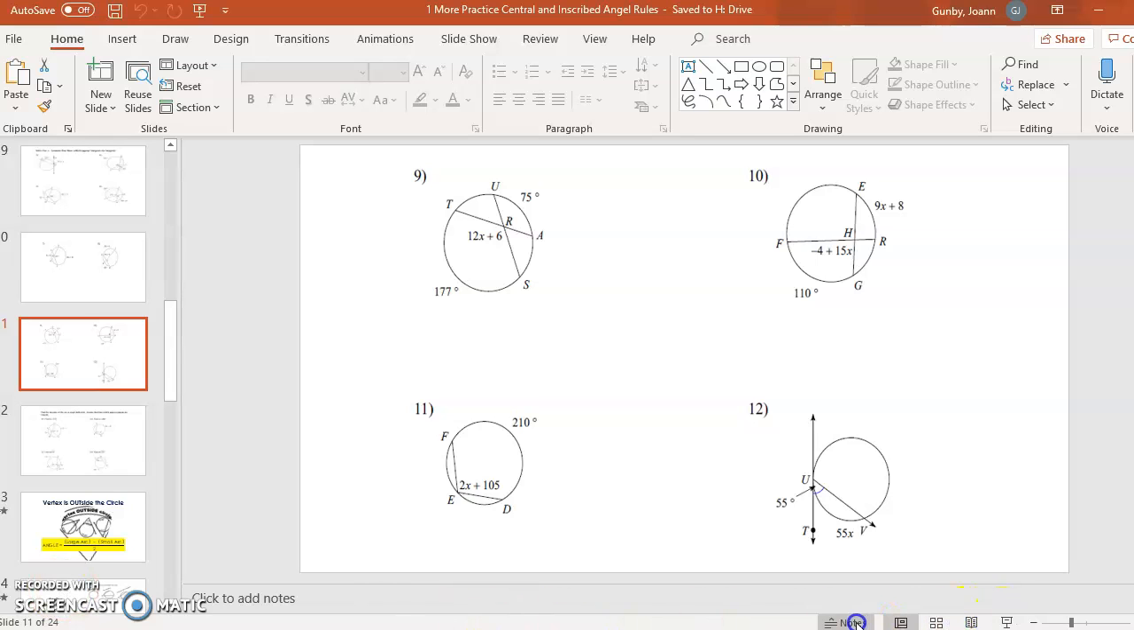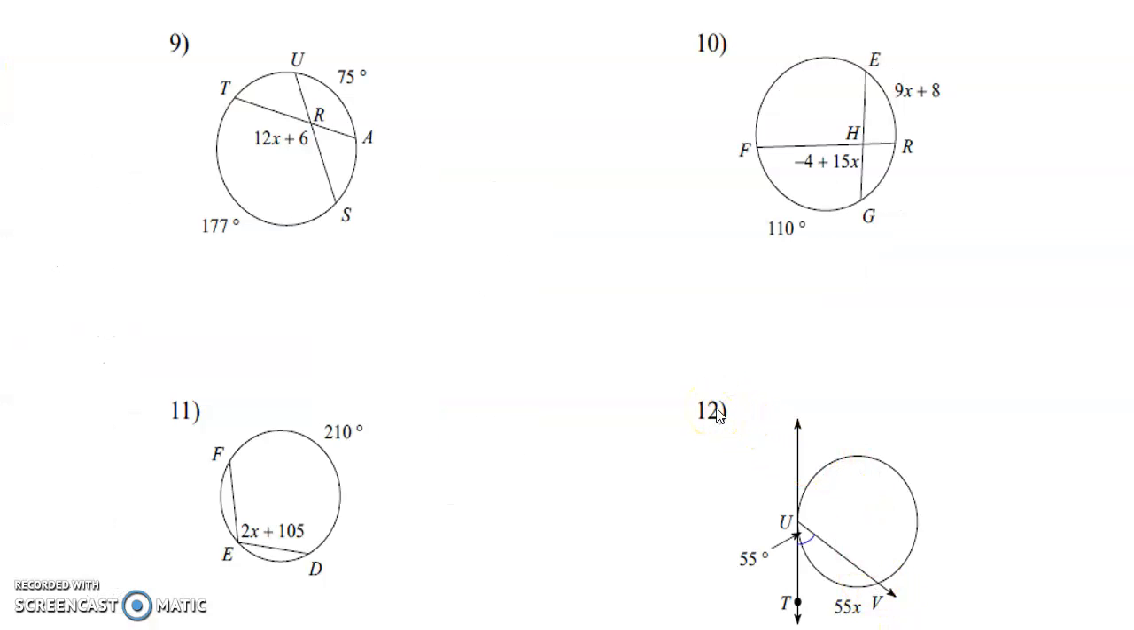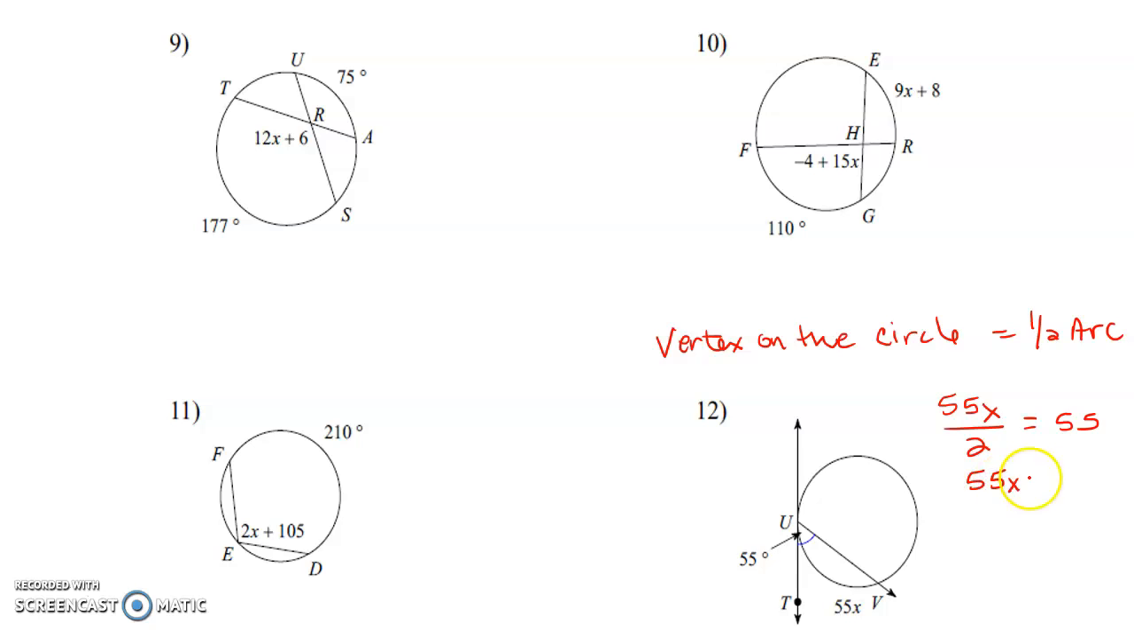Alright guys, we're going to finish this little lesson up and I'm going to go back to a problem that I kind of had to rush through, which is this one, number 12, where I've got my vertex on the circle. So it's going to equal 1/2 of the arc, or the arc divided by 2. So I'm going to take my arc and divide it by 2, and that's going to equal my angle measure. Multiply both sides by 2, divide by 55, and my x would equal 2.